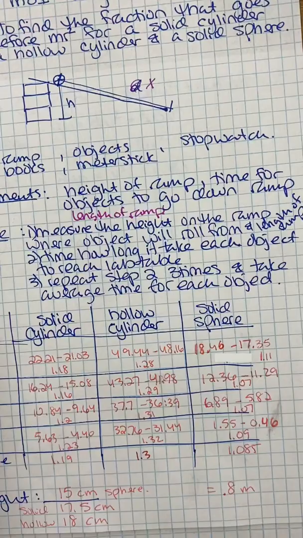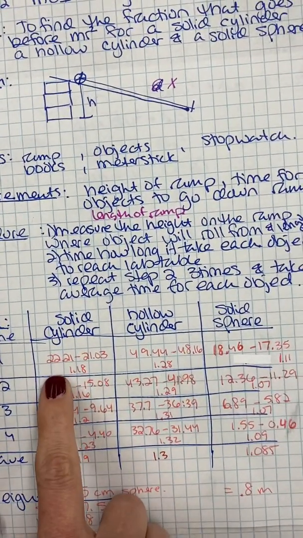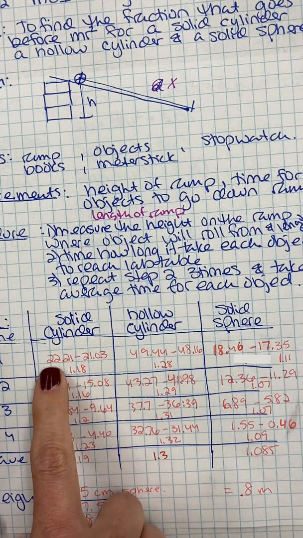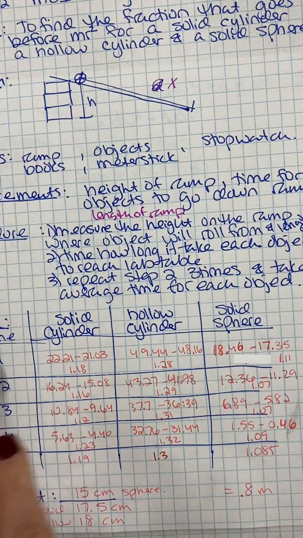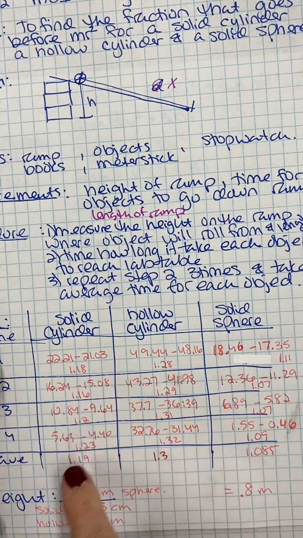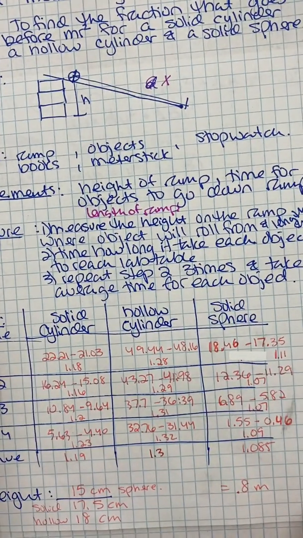My data table includes my time trials, and I took video analysis, so my start and stop times, the difference is the time it takes to go down. So these here are the actual times, and this is the average for each of the different objects that we rolled down the hill.